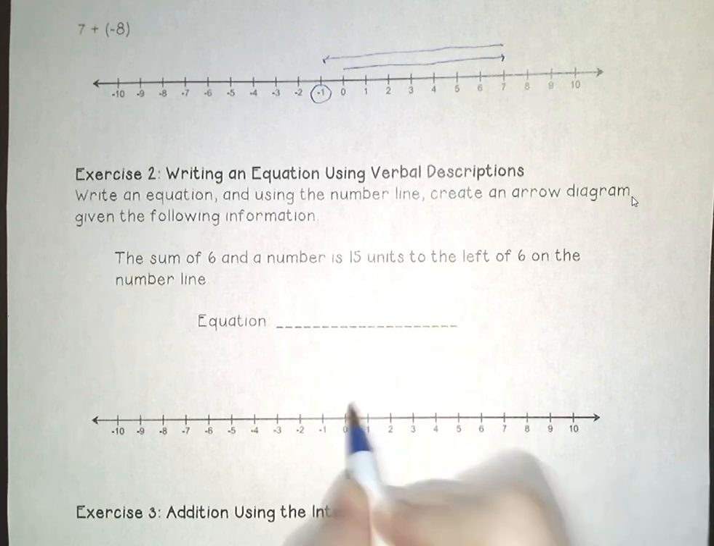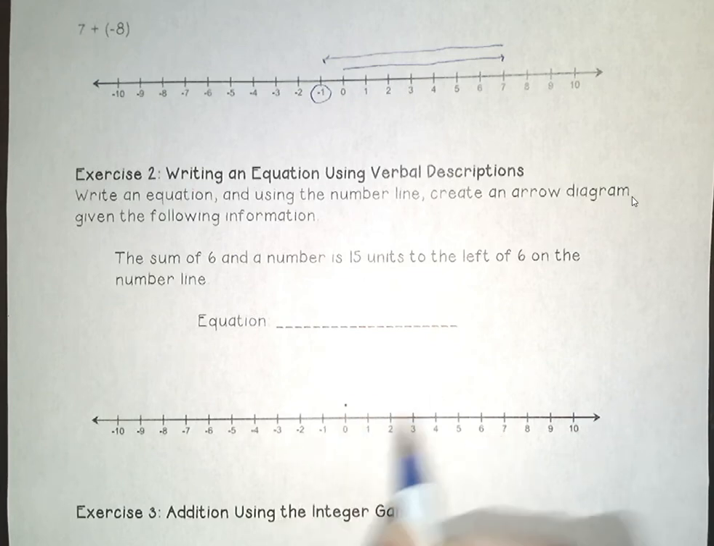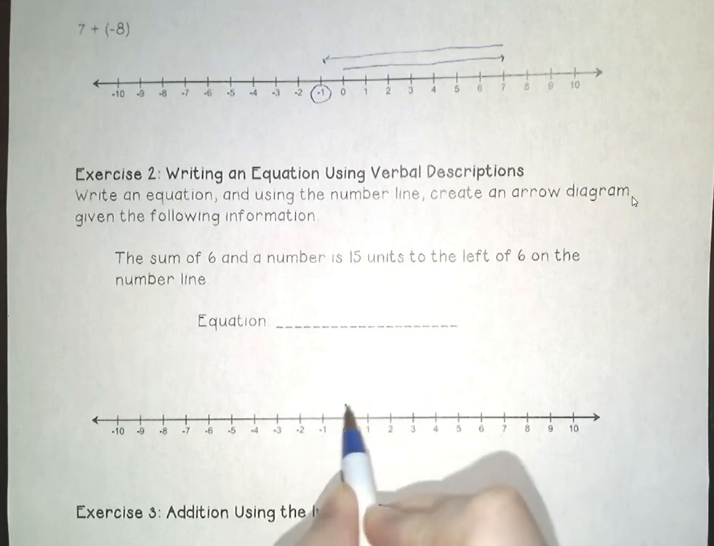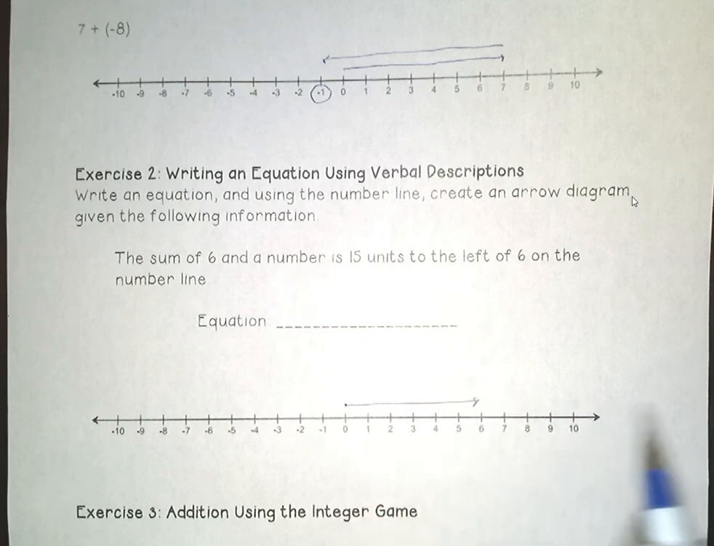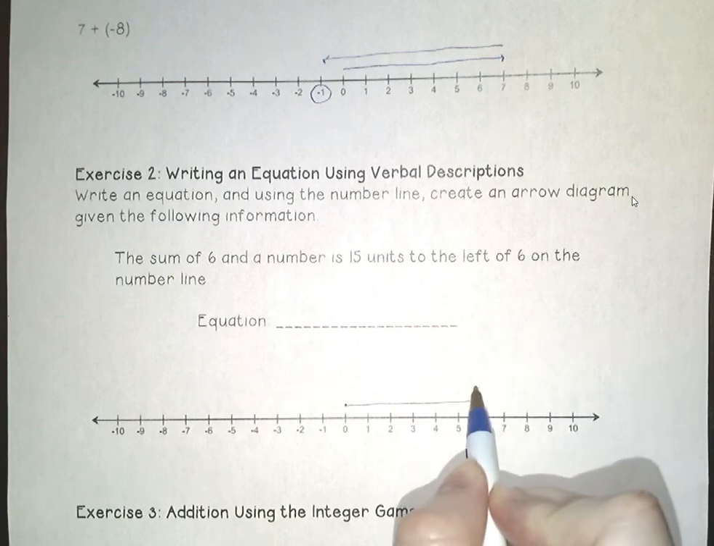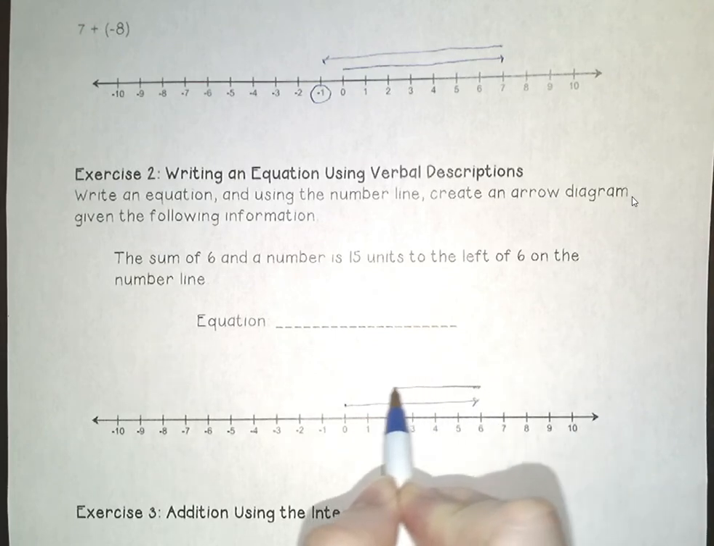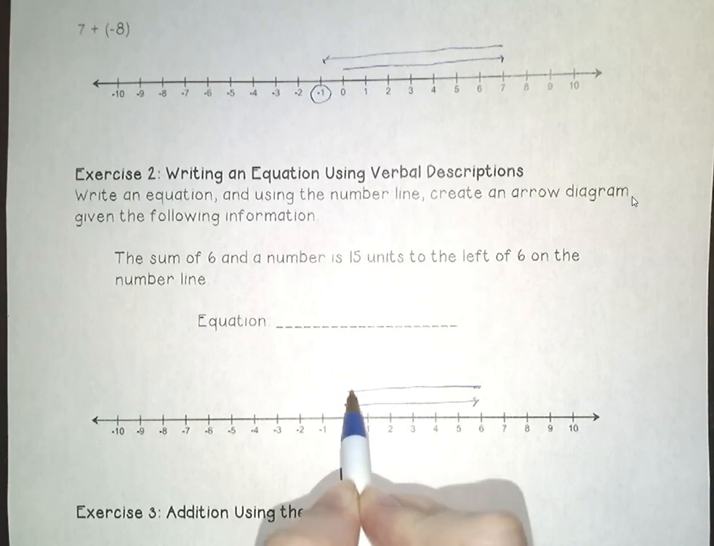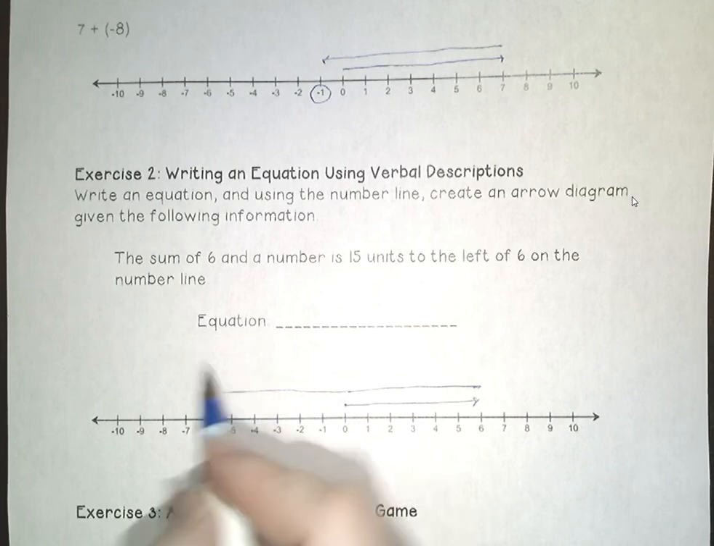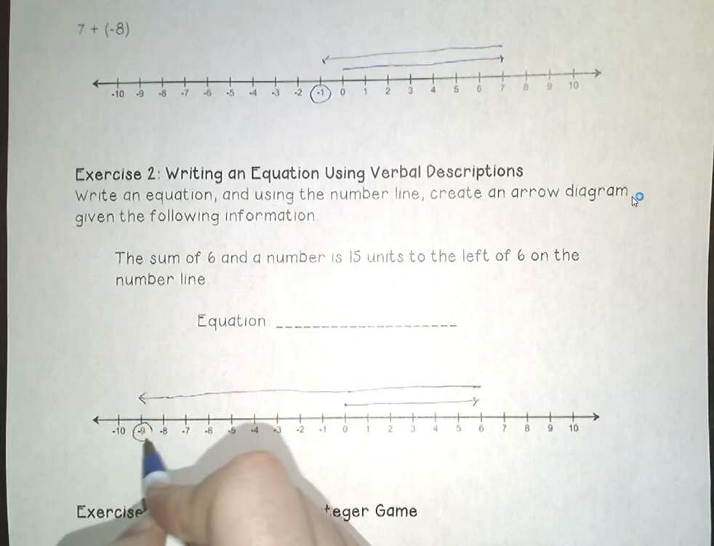So if I were to draw it, the sum of 6 and a number has to be starting at 6, right? So I will go to the 6, my first vector from 0 to 6. And then it says 15 units to the left of 6. I will have to draw 15 units away from 6. So it's 6 and 9 more, right? 9 units more. So we will stop at negative 9.